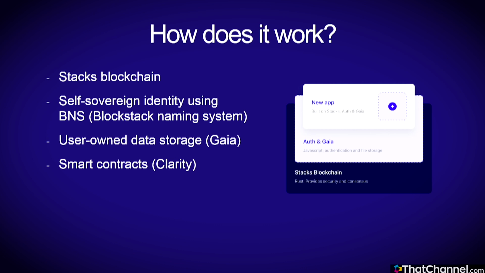So how does Blockstack work? The basis of Blockstack is the Stacks blockchain. And on top of the Stacks blockchain, we've built a self-sovereign identity system called Blockstack naming system. And attached to that is the user-owned data storage, which we call Gaia. And additionally, we've recently released a preview of our smart contract language, which can be used on the Stacks blockchain.